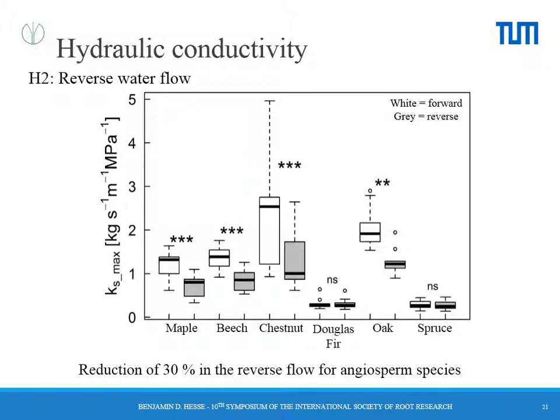But if we now go to all of our angiosperms, we see that for all of them the gray box plots are lower than the white box plots, and we actually saw that there's a reduction of 30% in the reverse flow compared to the forward flow. This was first of all a bit of a surprise to us, because most people assume the xylem is a pipe, so why should there be a difference from one direction to the other?